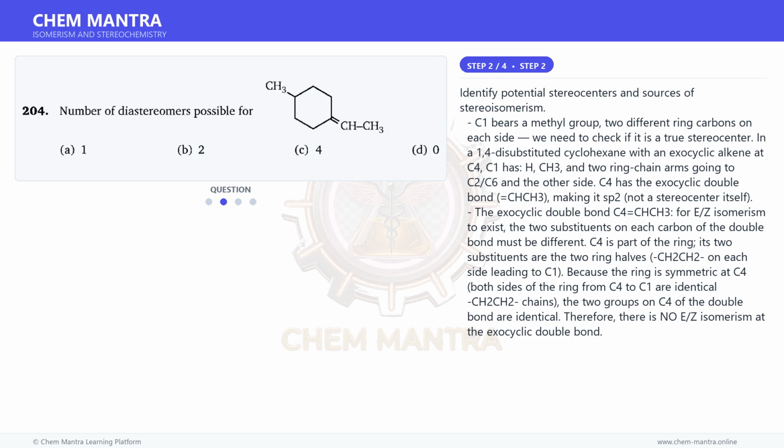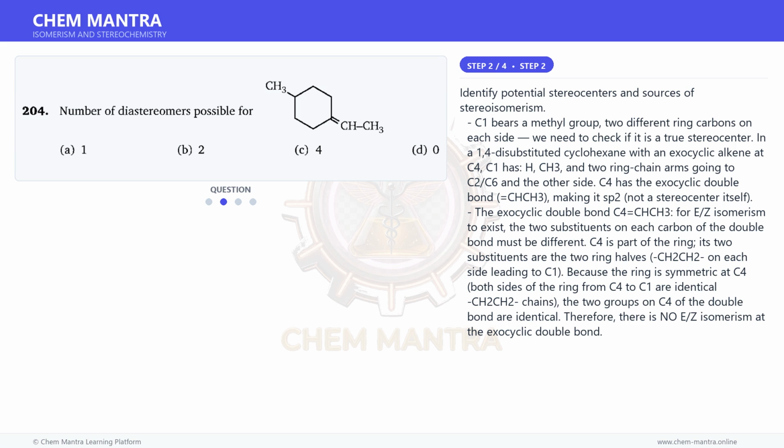Identify potential stereocenters and sources of stereoisomerism. C1 bears a methyl group, with 2 different ring carbons on each side. We need to check if it is a true stereocenter. In a 1,4-disubstituted cyclohexane with an exocyclic alkene at C4, C1 has H, CH3 and 2 ring arms going to C2 through C6 and the other side. C4 has the exocyclic double bond =CH-CH3, making it sp2, not a stereocenter itself.